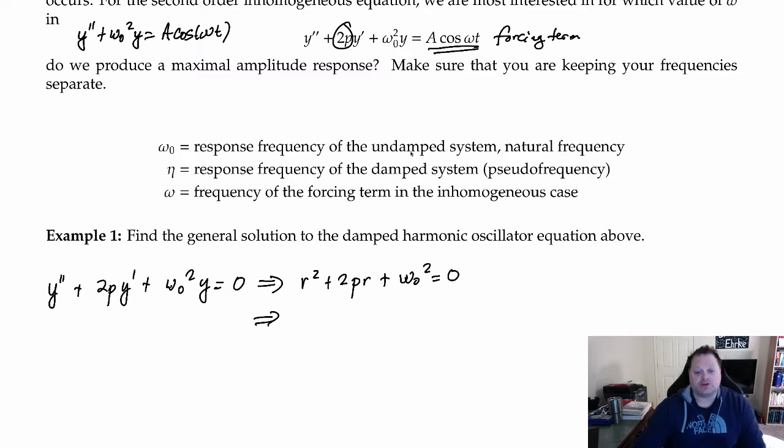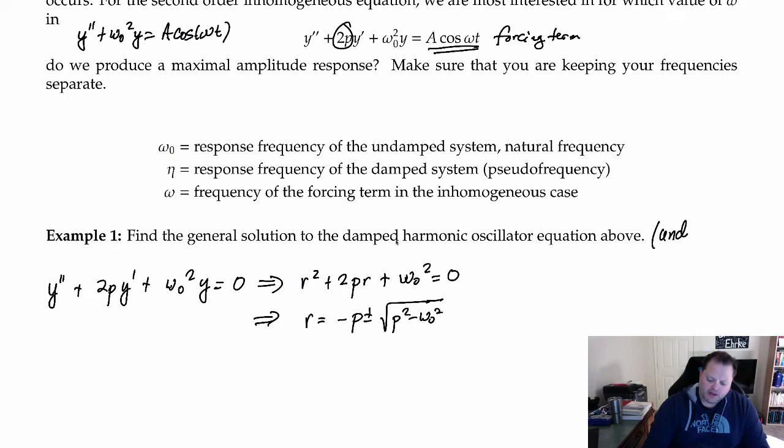I'll remind you, there's a really good reason for having this be 2p instead of just 2, and that is so that these characteristic roots look nice. If you use the quadratic formula on this, you will get negative p plus or minus the square root of p squared minus omega naught squared as the roots. We're going to assume throughout today's lecture that we are in the underdamped case. The reason is that the purpose of today's lecture is to observe what happens with the oscillations in the response, and you don't get oscillatory behavior unless you're underdamped.